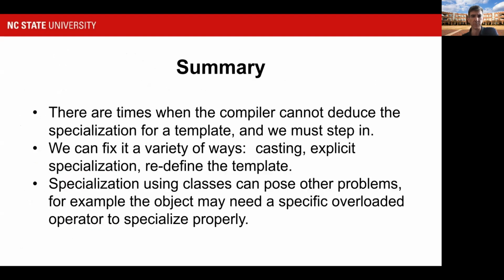Okay, so in summary, there are times when the compiler cannot deduce the specialization for a template, and we have to step in. And we can fix it a variety of ways. We can use casting to force an argument. If multiple arguments don't match, we can use casting to force them to match. We can use explicit specialization to tell the compiler exactly what we want it to do. Or we can even redefine or extend the template to make it work better in all the circumstances we want it to be applied to.